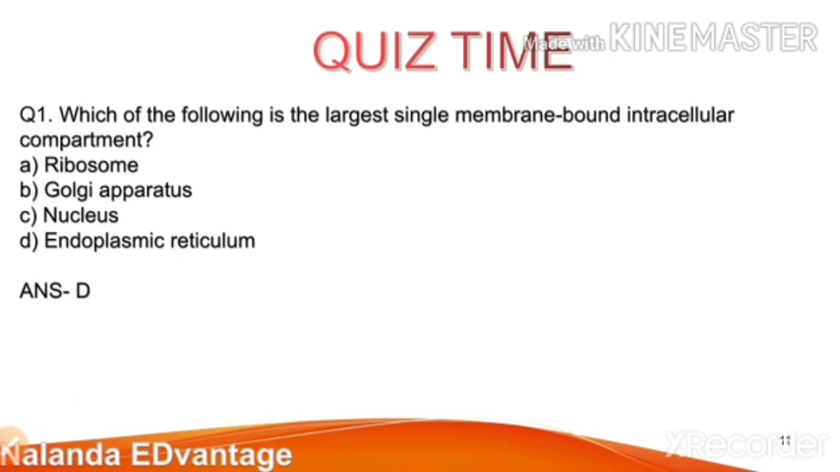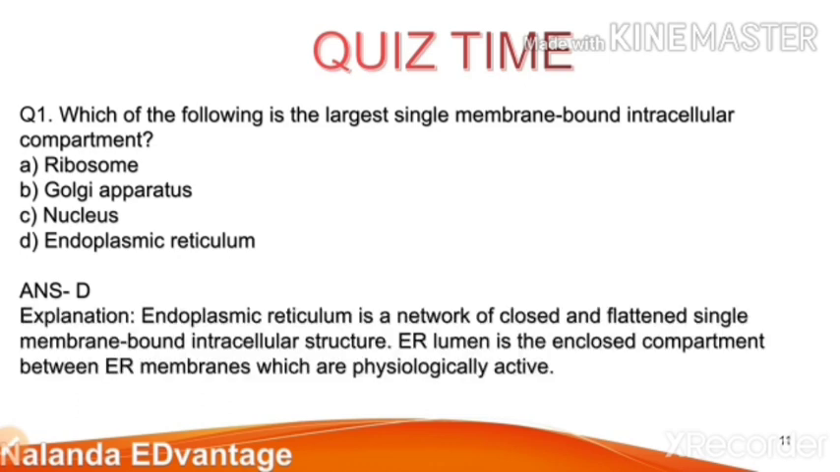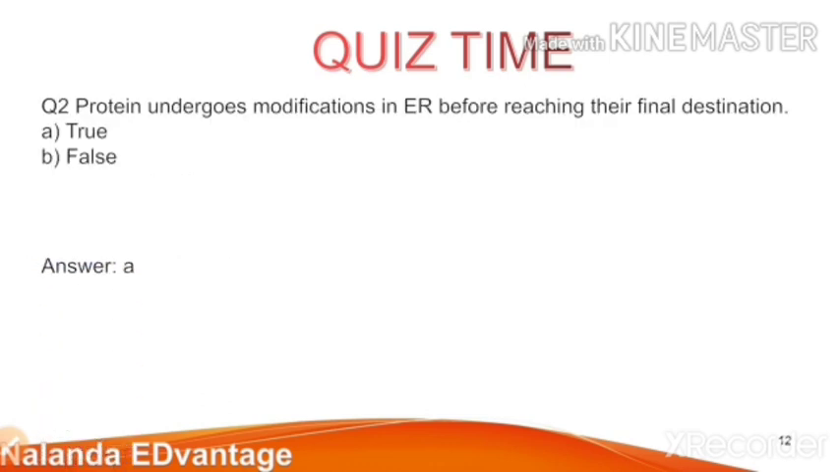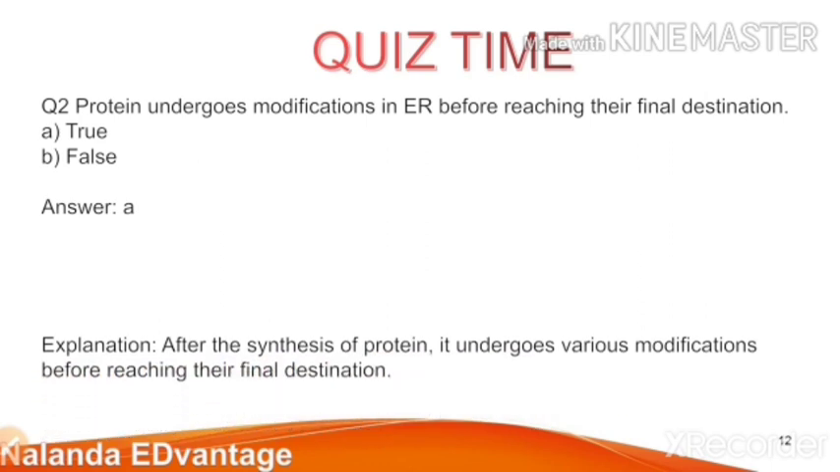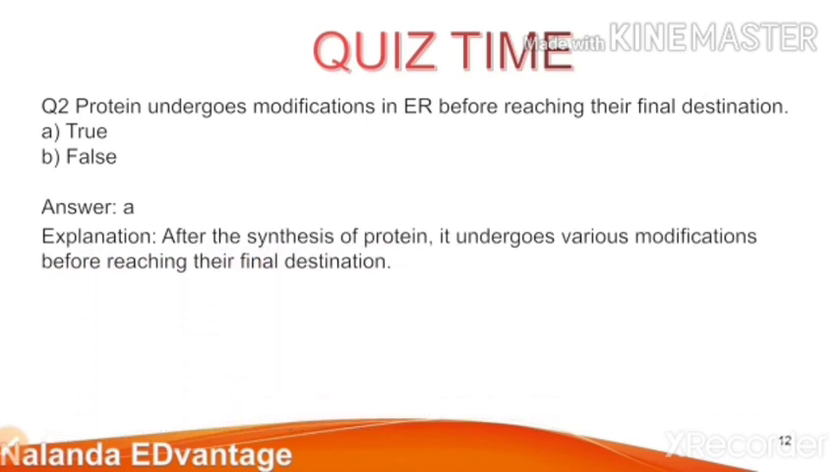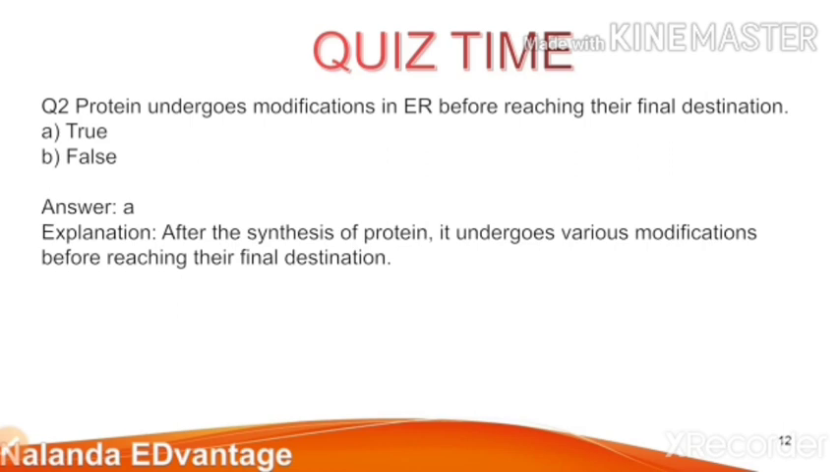Next question. Protein undergoes modification in ER before reaching their final destination. Is this statement true or false? The answer is definitely true. After the synthesis of a protein, it undergoes various modifications before reaching their final destination. And the main process is done by ER and Golgi. Now, let's see the third question.